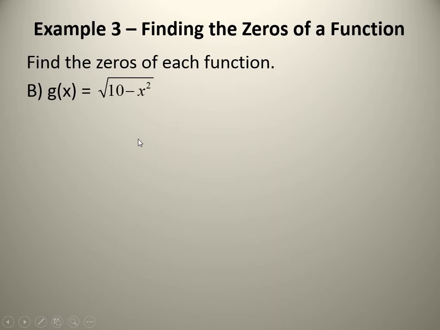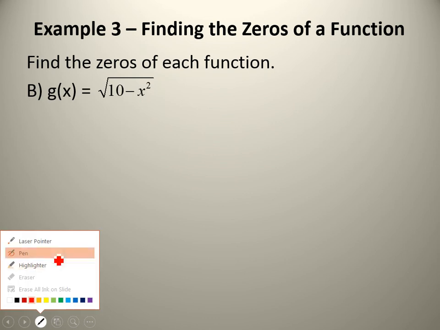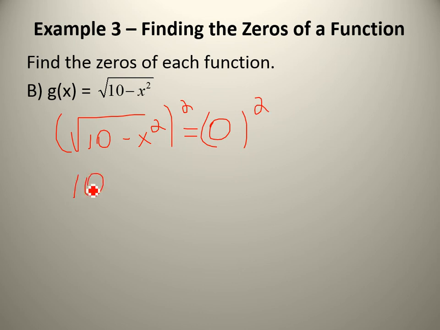Part B, same thing. I'm going to take the equation, I'm going to set it equal to 0. So I have the square root of 10 minus x squared equals 0. So the first thing I want to do here is I want to square both sides. That'll get rid of the square root. And the nice thing about that is when I square 0, it's still 0. So I end up with this, 10 minus x squared equals 0.